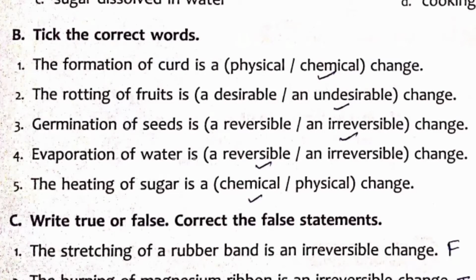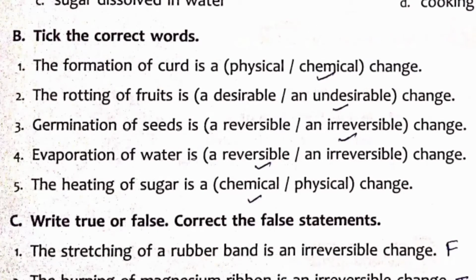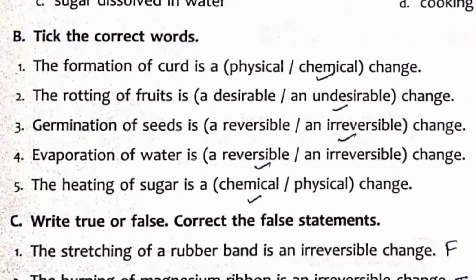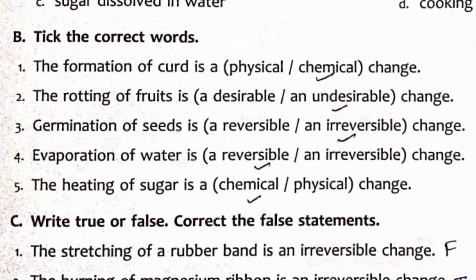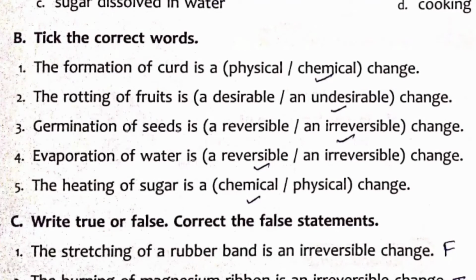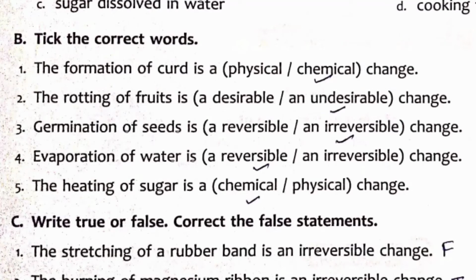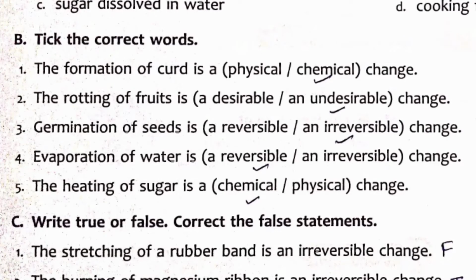Now B number question is, tick the correct word. The first statement is, the formation of curd is physical or chemical change. So answer is chemical change. Second is, the rotting of fruits is an undesirable change.